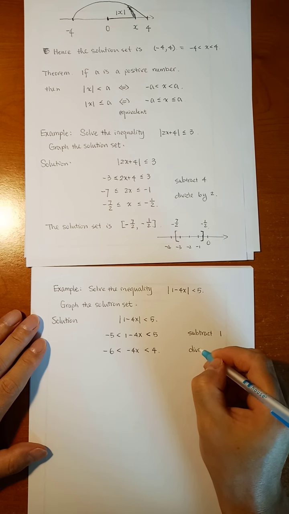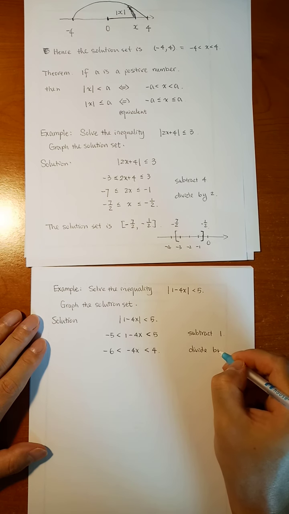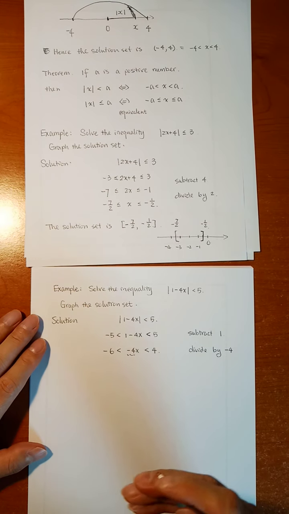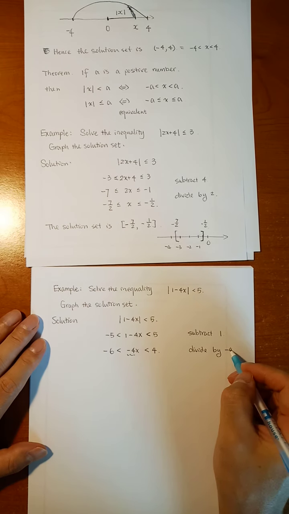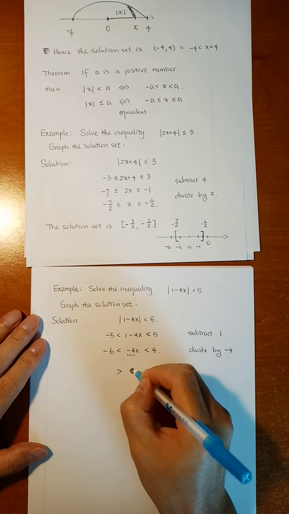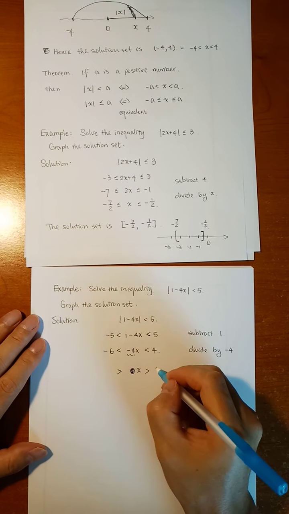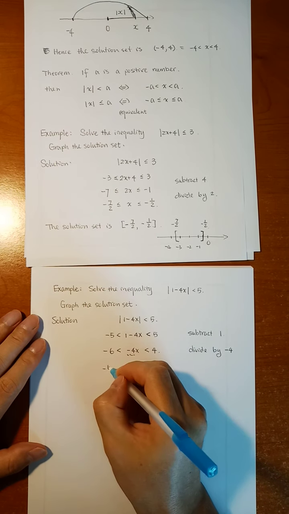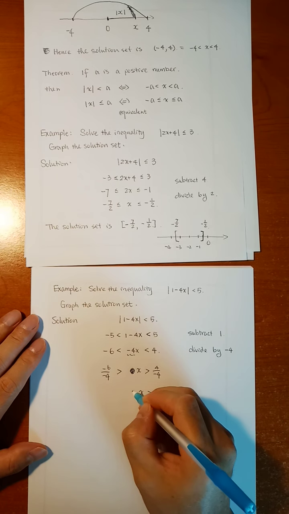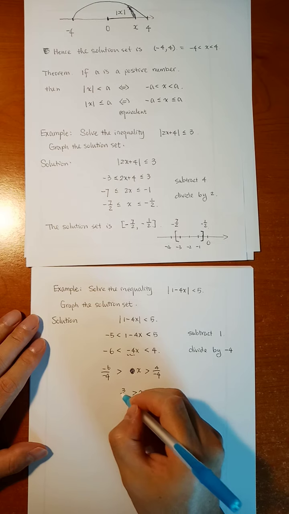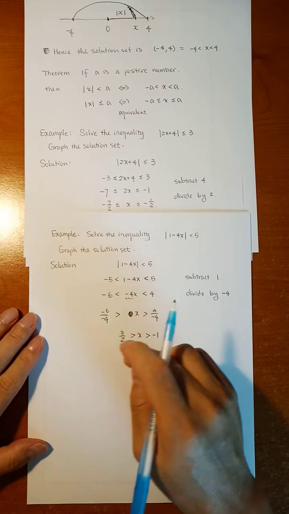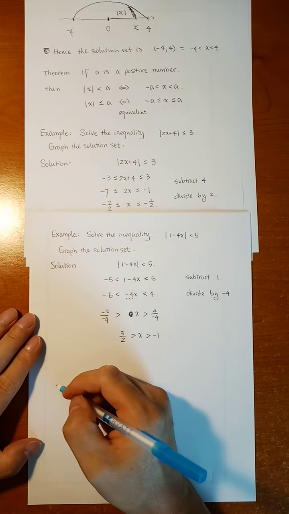And then we divide by negative 4. The coefficient is negative 4, so you divide by negative 4. Because you divide the inequality by a negative number, you have to change the direction. Negative 4x divided by negative 4 is x. 4 over negative 4 is negative 1. Negative 6 over negative 4 is 3 halves. So the solution set is from negative 1 to 3 halves. You have to read it from the smaller number to the larger number.